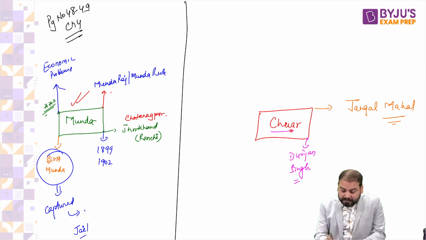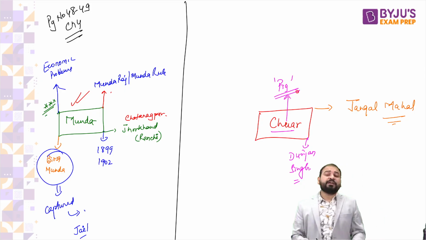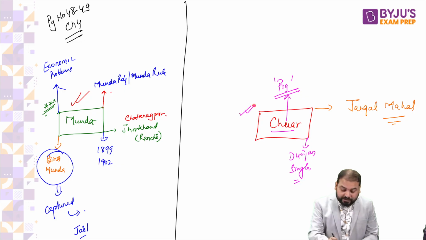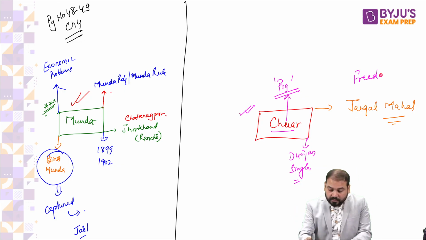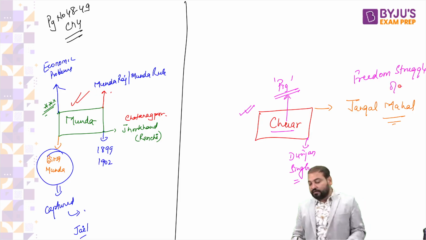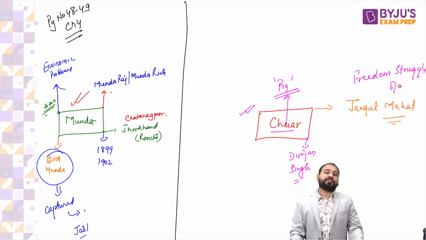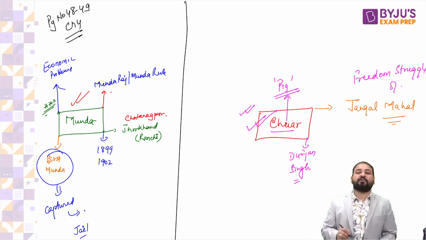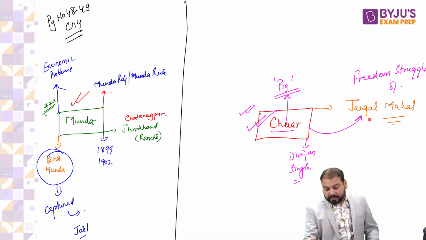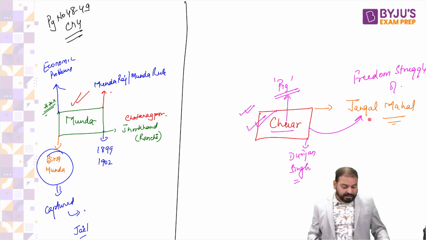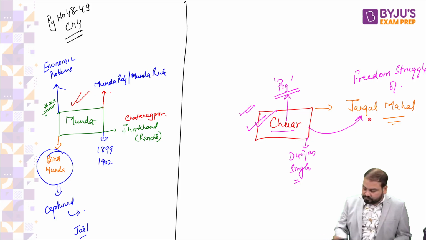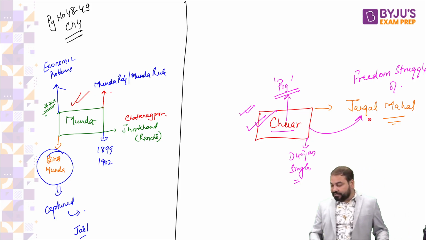But this word Chuar means pig. So the Indian historians now say don't call it the Chuar uprising, rather call it the freedom struggle of Jungle Mahal. The Indian historians are saying, please change the name of this uprising from Chuar to freedom struggle of the Jungle Mahal. Everyone, am I clear?